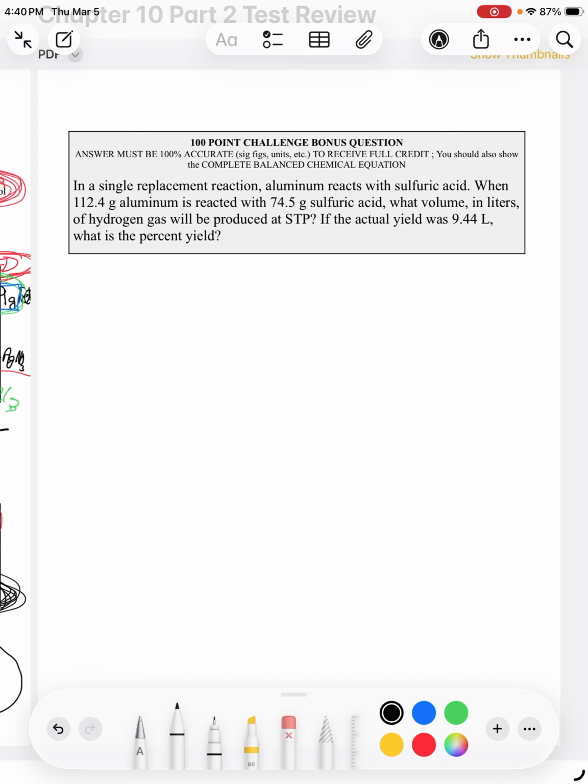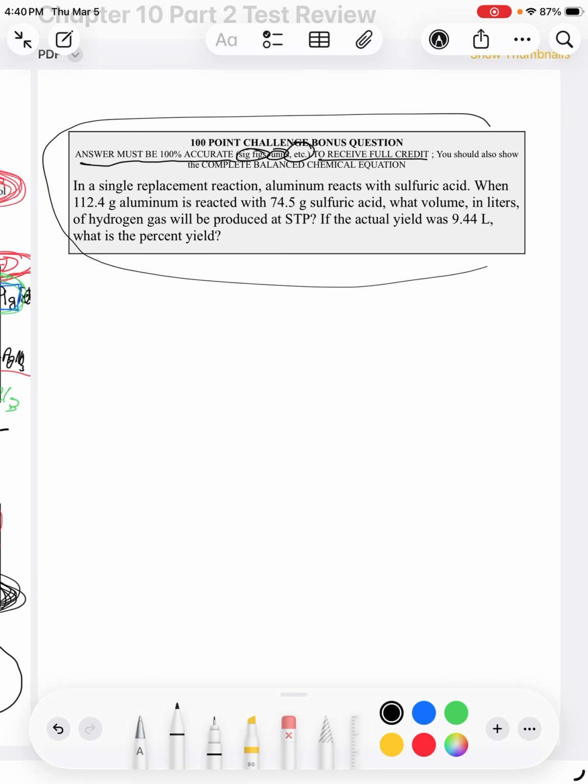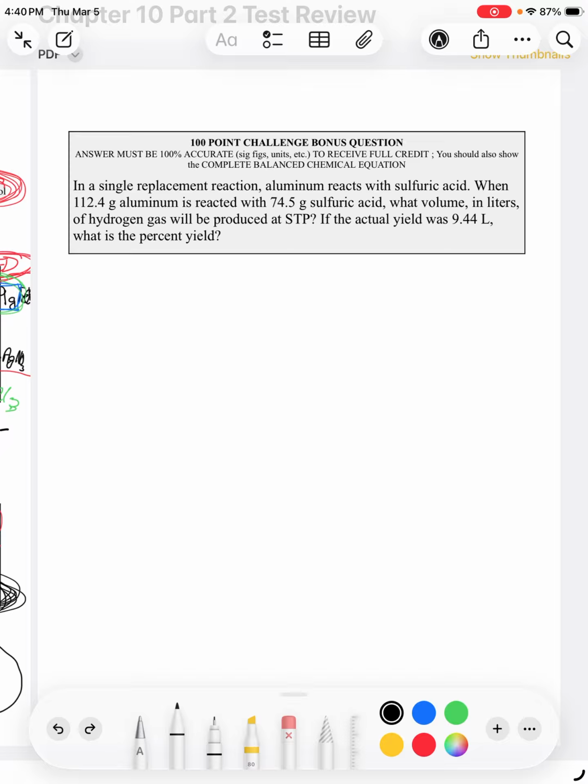In a single replacement reaction, and by the way, your answer must be 100% accurate, has to have the correct number of sig figs, the correct units, everything, to receive full credit. If you say only did this question and left the rest of the test blank, I'm tempted to give you a 50 max if some of these things are wrong. But if you get everything completely right, then it's an immediate 100. The test will cap at 106.